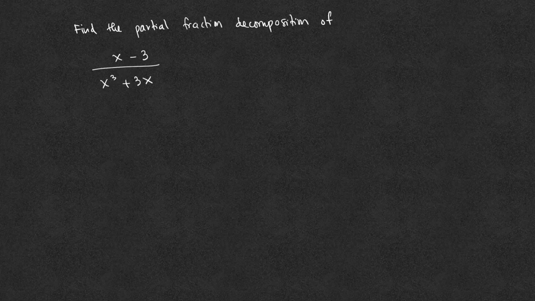Find the partial fraction decomposition of the rational function x minus 3 over x cubed plus 3x. In order to find the partial fraction decomposition, we need the denominator to be the product of linear or irreducible quadratic factors only. The fundamental theorem of algebra states that we can always factor a polynomial of degree 3 or more into linear or quadratic factors.